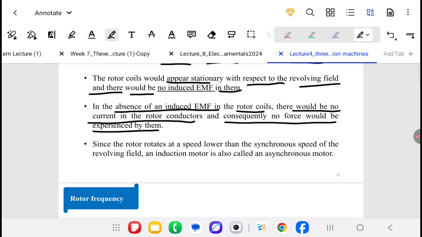Since the rotor rotates at a speed lower than the synchronous speed of the revolving field, an induction motor is called an asynchronous motor, as N motor or N rotor is smaller than Ns and is not equal to the speed of the magnetic field.